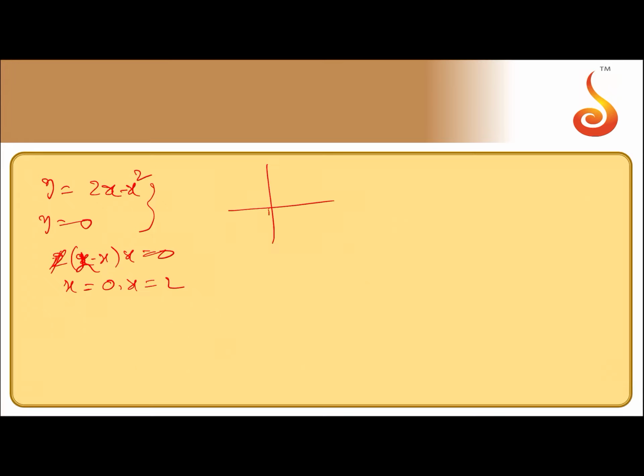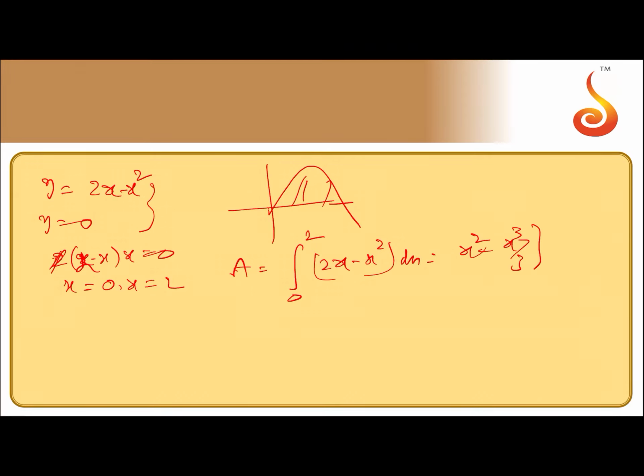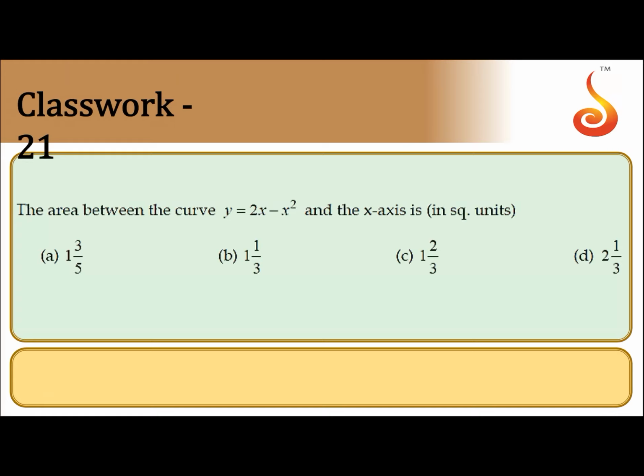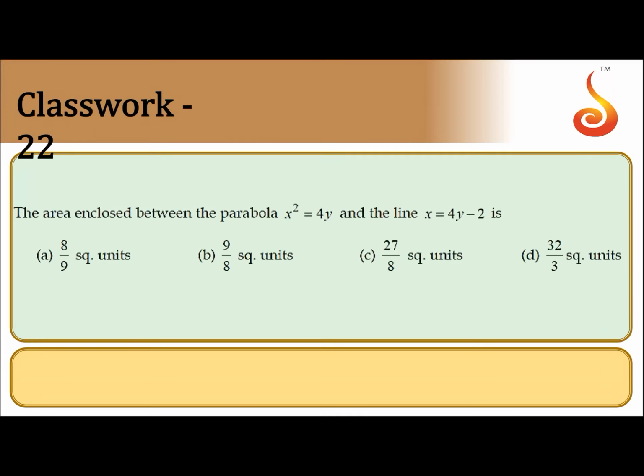Therefore, the parabola looks like this. So the area is given by the integral 0 to 2, 2x minus x square dx. That is equal to x square minus x cube by 3, limits from 0 to 2. So, 4 minus 8 by 3. 12 minus 8 is 4 by 3. So, the answer is equal to 4 by 3. Yeah, I think it is 1 by 3. It's 4 by 3, the answer. Yes, correct.